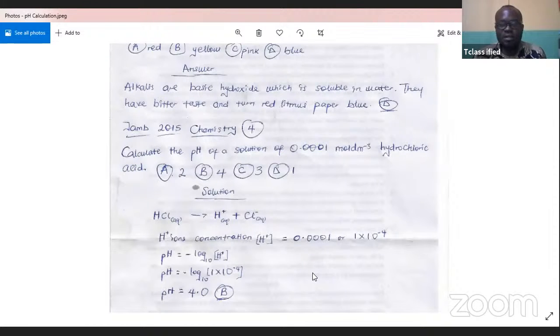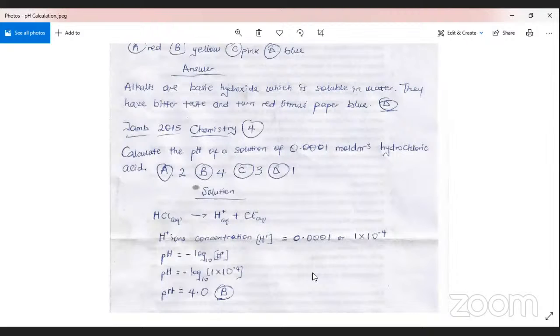Okay. Yeah. We have other formulas in this pH log. How will you know when to use the specified formula?